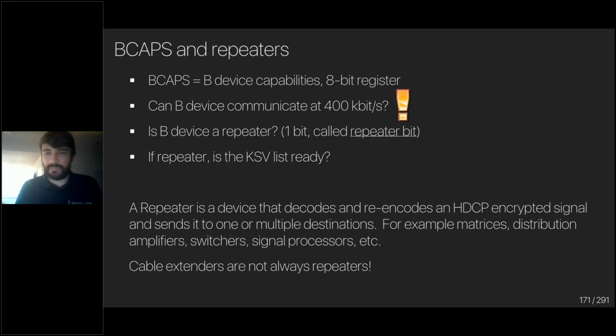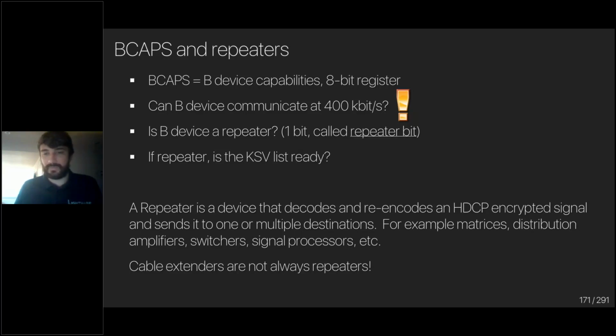However, another important bit is whether the B device is a repeater. So we call matrices, switches, distribution amplifiers repeaters because they receive encrypted data. They decrypt it to be able to switch it and use it inside the device, and then re-encrypt it on the output. So they repeat the handshake encryption.